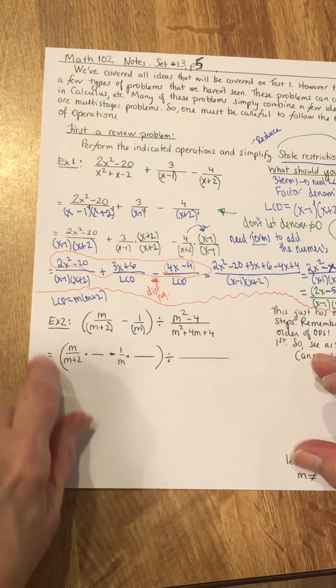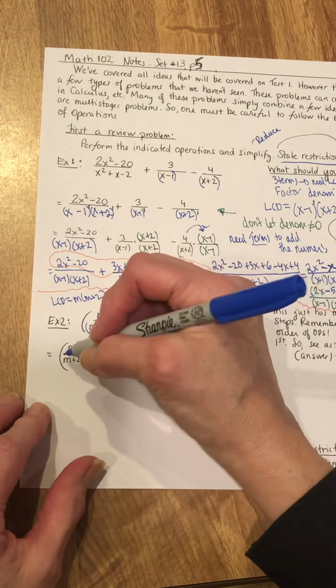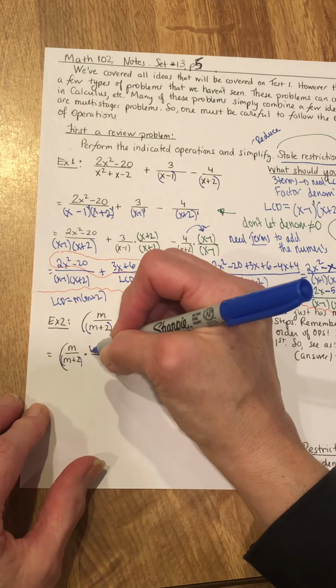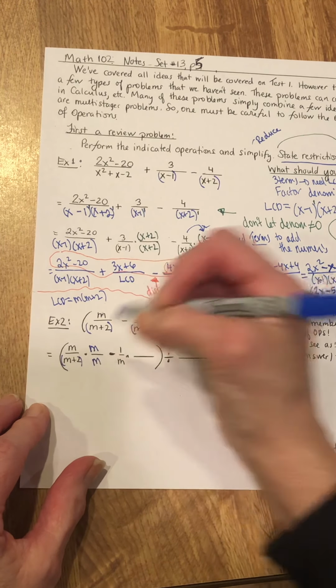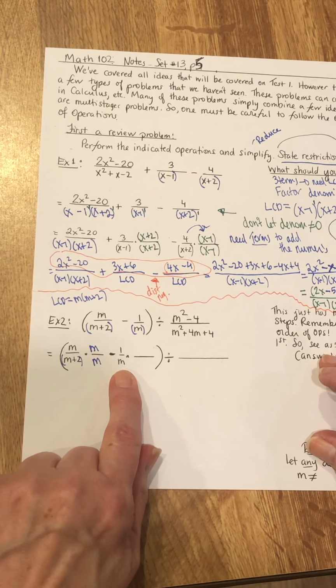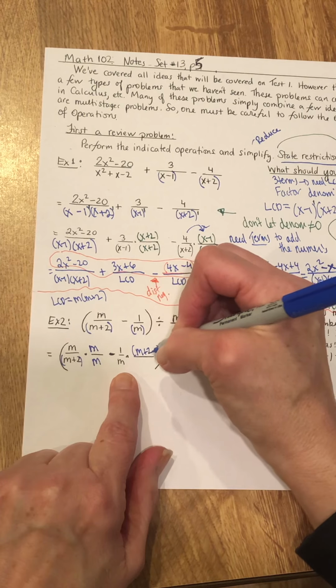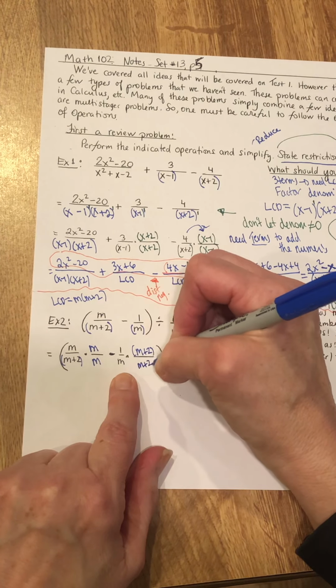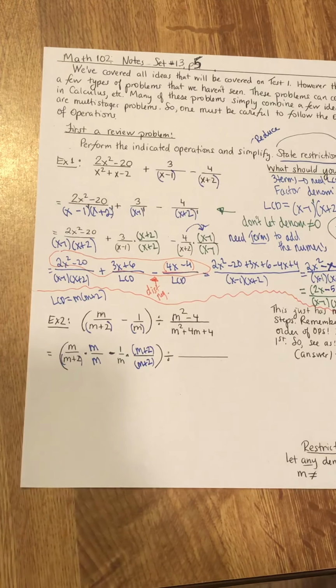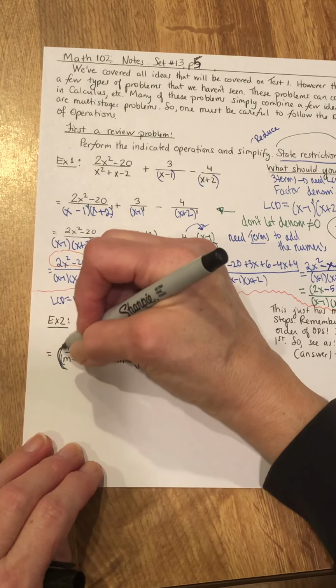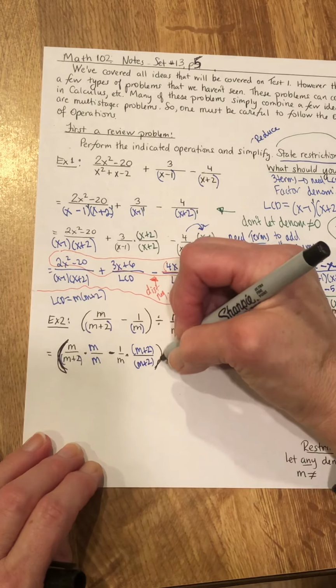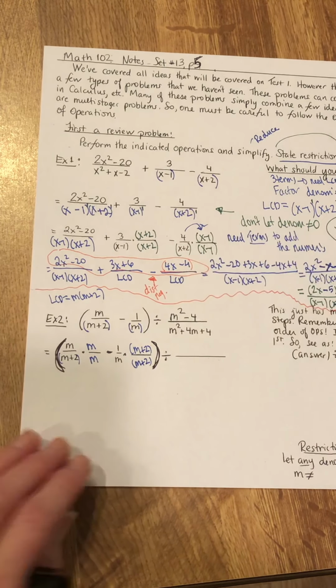So for this first fraction, it has the m plus 2 factor, but it's missing the m factor. So I multiply that by m over m. This fraction has the m factor, but it's missing the m plus 2. Okay, now I haven't finished inside the parentheses, but it's going to be this answer divided by this answer.